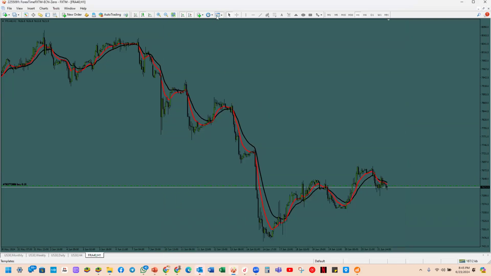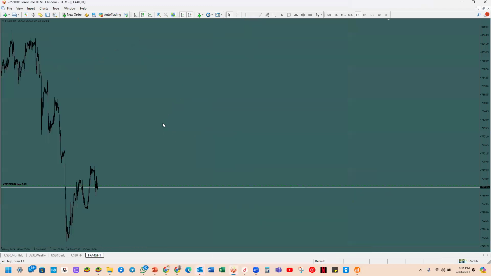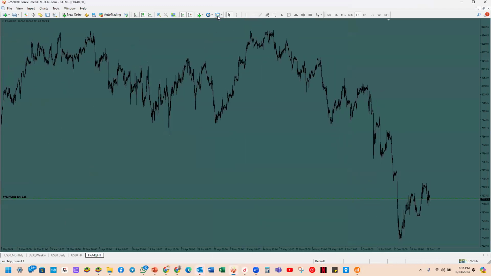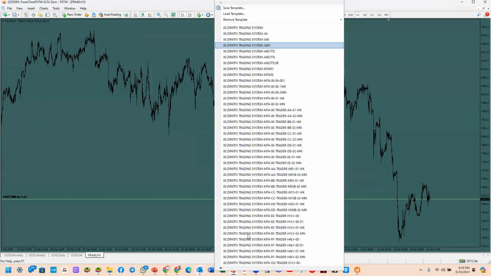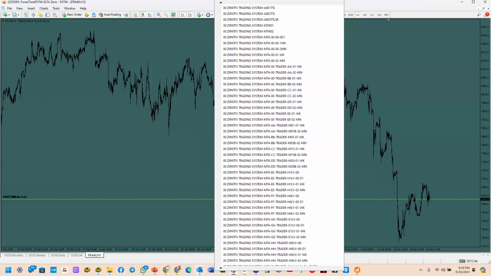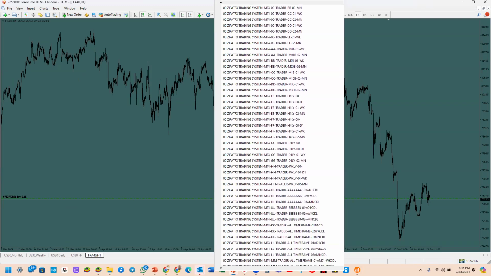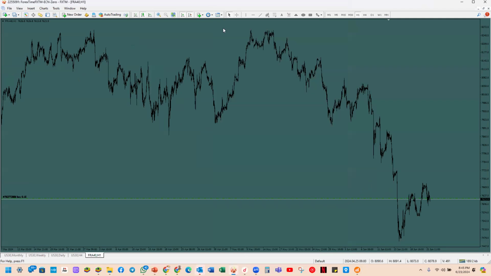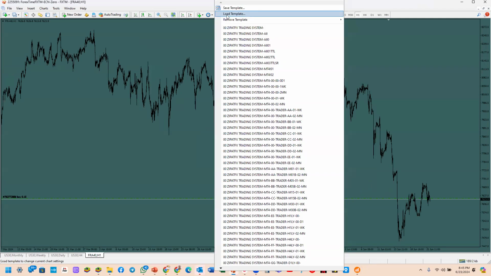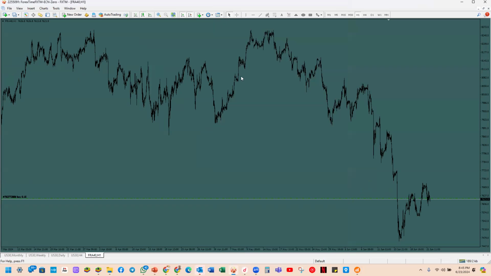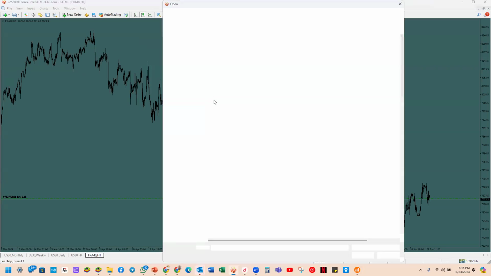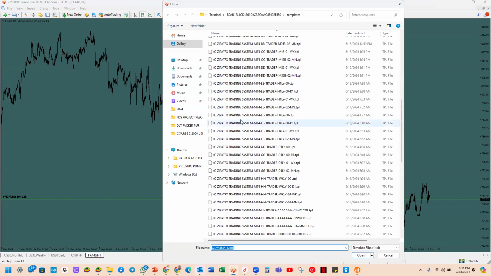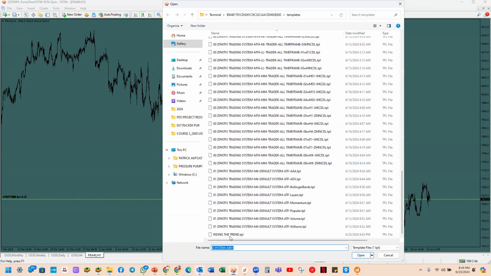Even if I remove this chart and I need this riding the trend, all I need to do is come to template, click on template, and scroll down until I see riding the trend. Because I have a lot of templates here already, the whole of this place cannot take it. So what you can do is come to the template and click on load. When you click on load, you can scroll all the way down. So now I'll scroll to riding the trend. So you can see riding the trend there.